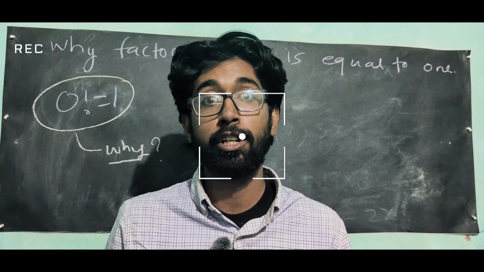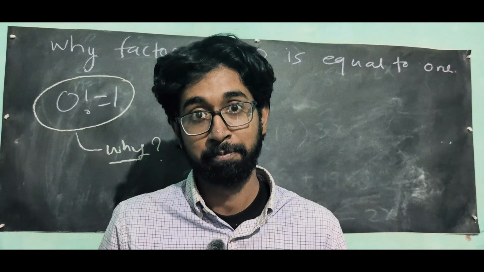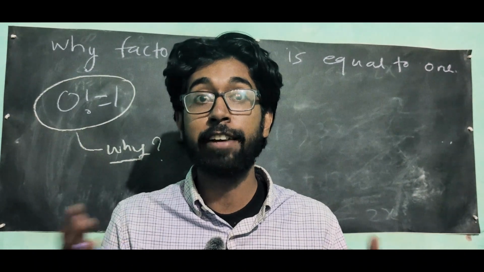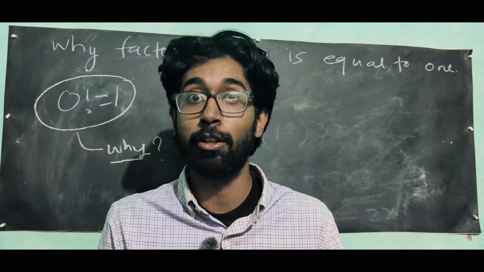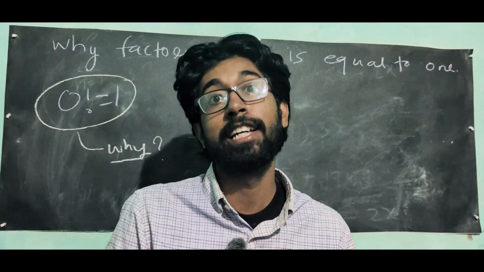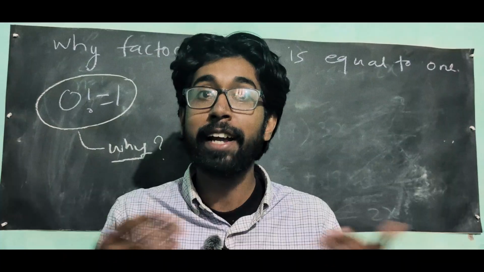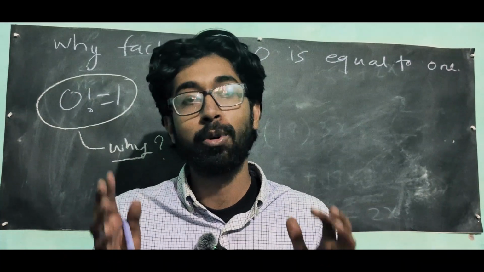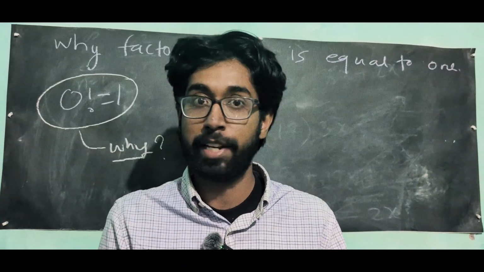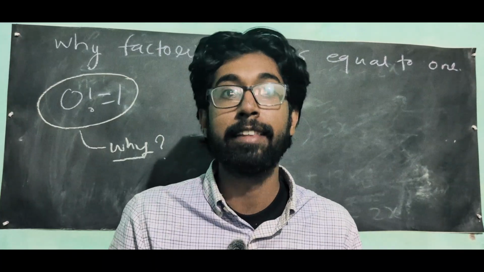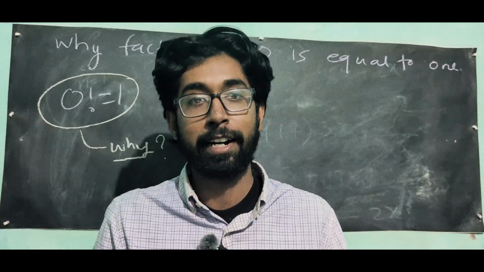So why is factorial 0 said to be equal to 1? Well, this question is really fascinating because when you take 0 in the factorial and it gives you 1, it somehow fascinates you, like why does it happen? This can be answered two ways. First is intuitively and the second one is mathematically.